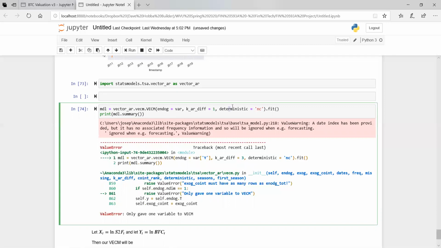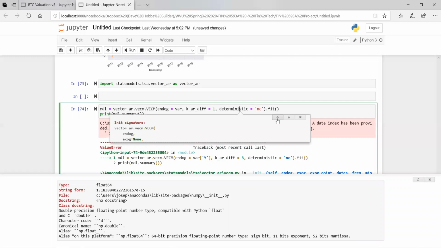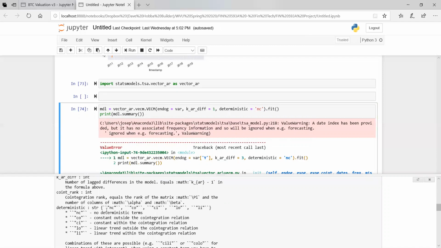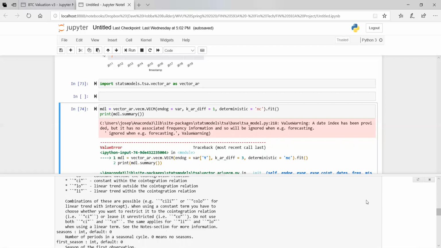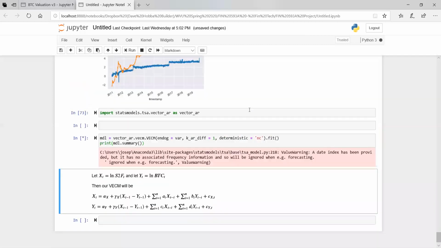And then here we have the deterministic parameter. This is the deterministic trend. If I go over here and press down, I'll go down to deterministic. You have these options, and you have to give it a string. NC, no deterministic terms; CO, constant outside the co-integration relation; CI, constant within the co-integration relation, which would be based on the difference. Then you have a linear trend outside, linear trend within, and so on. So you have 5 different options. After you specify that, you're going to fit, and we'll print out the model summary.